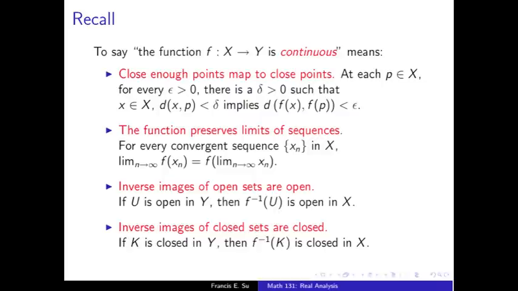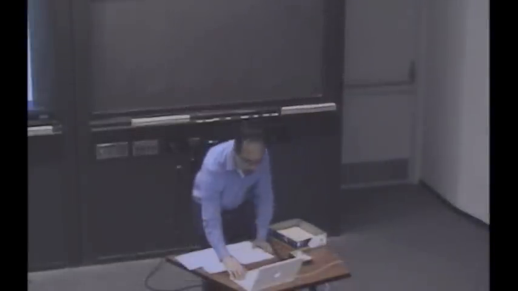The second definition, or the second equivalent condition, is that the function preserves limits of sequences. So if you have a continuous function, that means that the image of a convergent sequence is still convergent, and it converges to f of the limit of the sequence. The third definition is completely a topological definition, and it just says that the inverse images of open sets are open. And of course, it's very closely related to the fact that inverse images of closed sets are closed. So this is what we discussed last time.